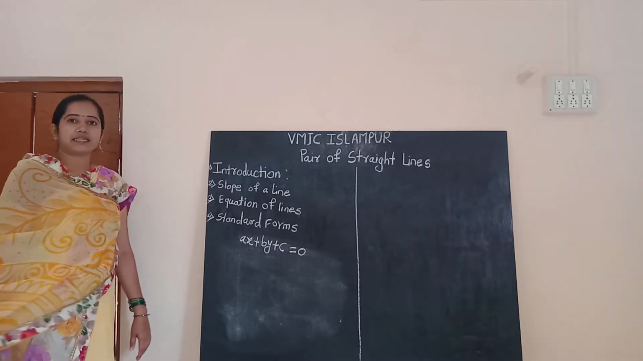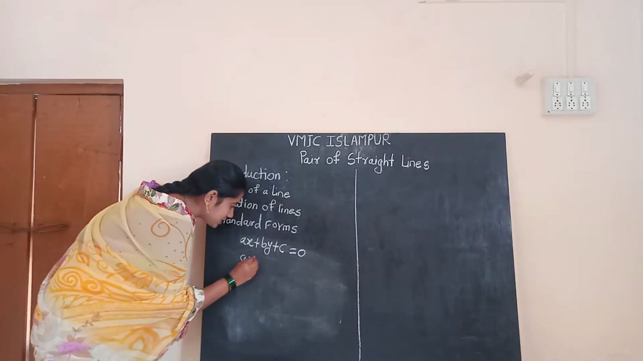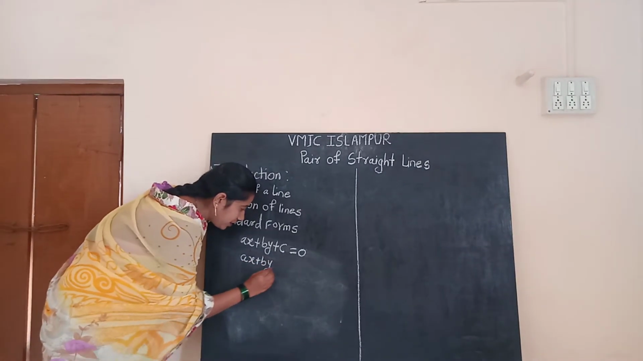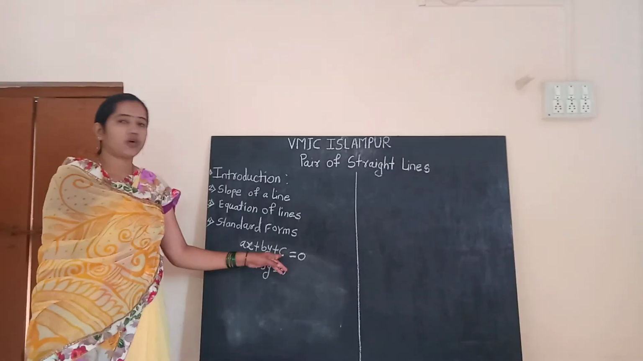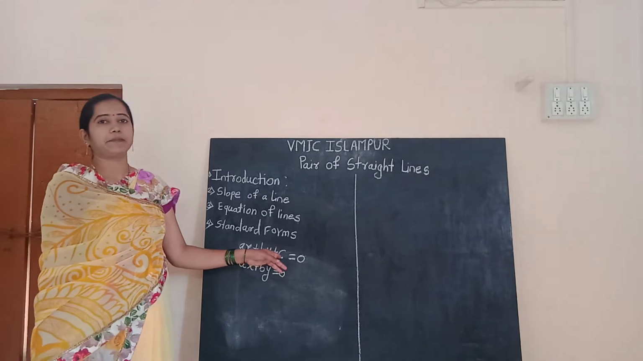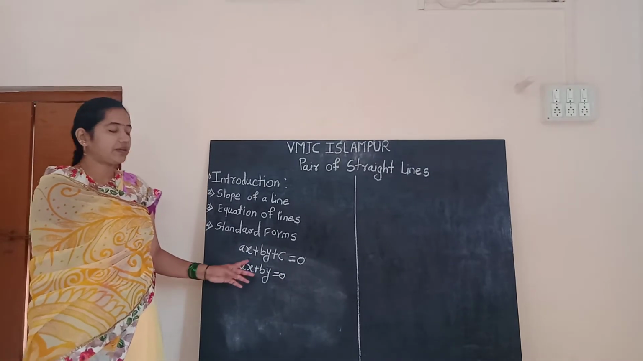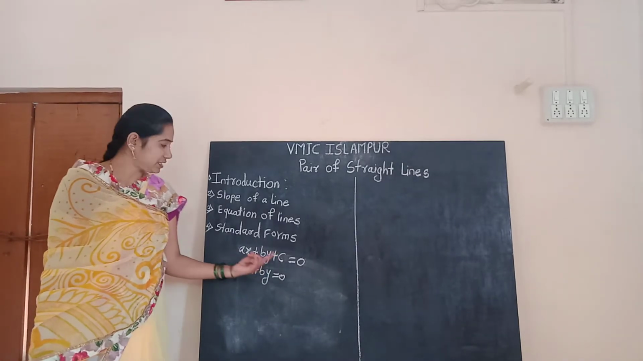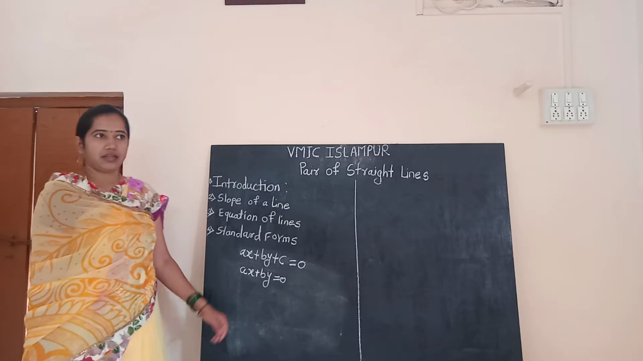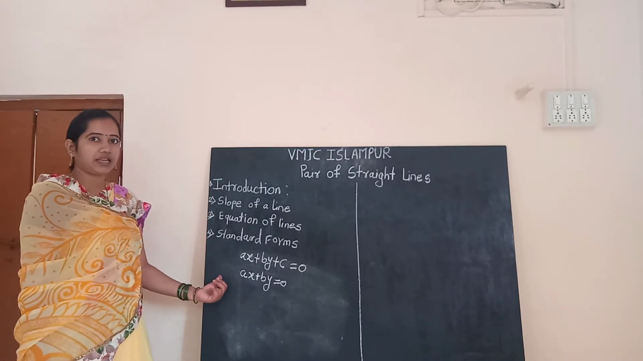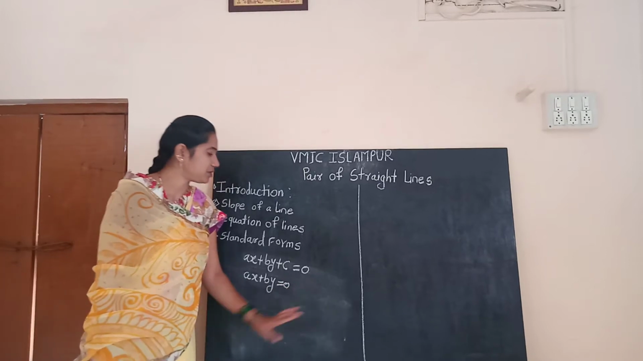Suppose our line is passing through the origin, then the equation of the line becomes ax plus by is equal to 0. In that, there is no constant term because this line passes through the origin. So our general equation of a line is ax plus by plus c is equal to 0, and for a line passing through the origin, the equation becomes ax plus by is equal to 0.